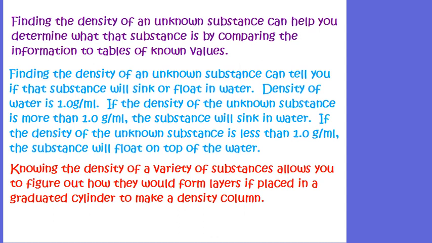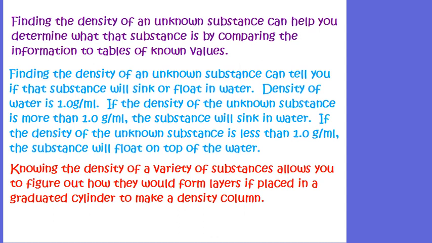Finding the density of an unknown substance can help you determine what that substance is, because you can compare the information to tables of known values. It can help you figure out what you're looking at. Finding the density of an unknown substance can also tell you if that substance is going to sink or float in water. If you're not sure, you can calculate the density of it. Density of water is always 1, like we just talked about in the previous slide.